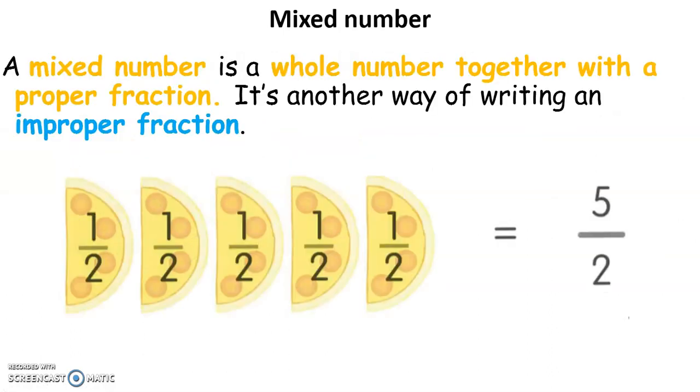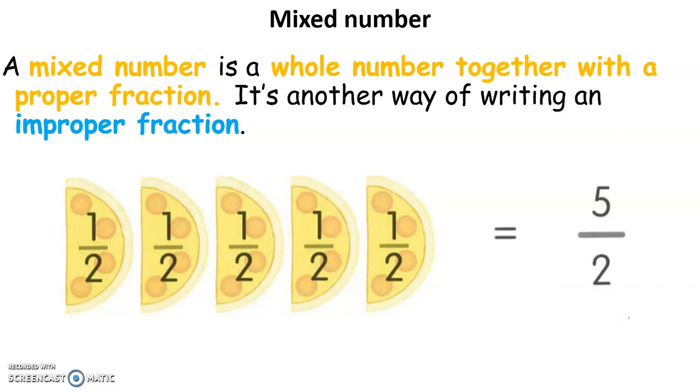Now, when we talk about a mixed number, this is something that I would like you to write in your books, because this is our next definition that's quite important. A mixed number is a whole number together with a proper fraction. It's another way of writing an improper fraction. So it's a really important definition. A mixed number has a whole number together with a proper fraction. Okay? And it's another way for us to write an improper fraction. So pause the screen and copy this definition down. You don't need to copy the pictures of the pizza.